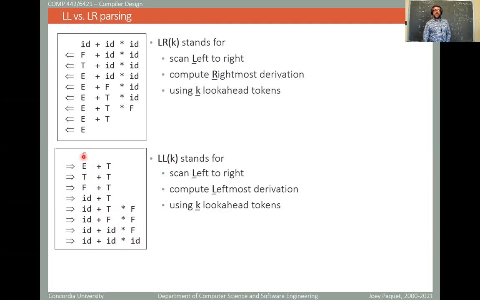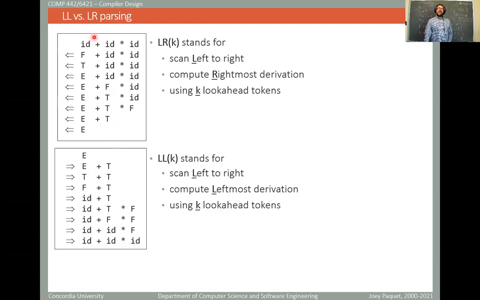So if you have E that can be transformed into this sentence, which was your input sentence, then you have proven somehow that this grammar can generate this sentence, which is your program. So you have proven that this program is a valid program according to the grammar.